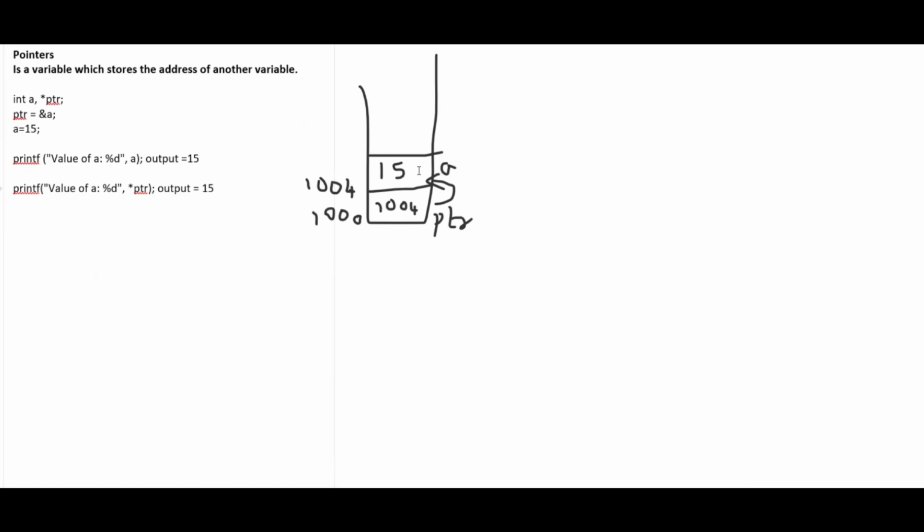Now let me change something. I write star ptr equals a into 5. Now what should happen? Please observe properly. When I say star ptr equals a into 5, a is 15, so star ptr should be 15 into 5. It is 75. That means star ptr is 75. Where do we have to store this now? Remember, we are accessing this itself. We are referring to this.